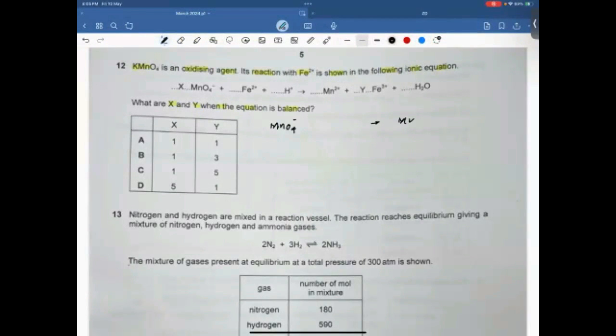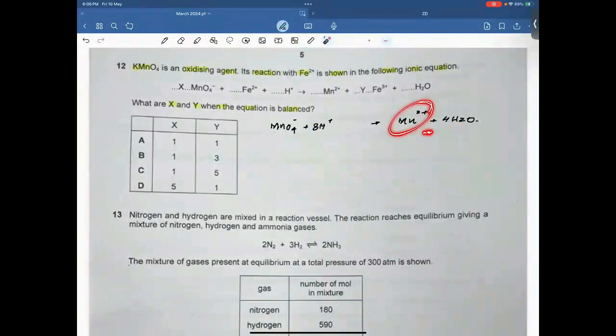MnO4 negative is converting to Mn2 plus. We have 1 mole of manganese here, 1 mole of manganese here. We have 4 oxygen atoms. So let me write 4 water molecules as per the rule on the product side. We have 8 hydrogen atoms on the product side. So to balance the hydrogen atoms, add 8 hydrogen ions on the reactant side. The overall charge on the product side is 2 plus, and the overall charge on the reactant side is +7. 8 plus and -1 is +7. So let's convert +7 into +2 by using 5 electrons.